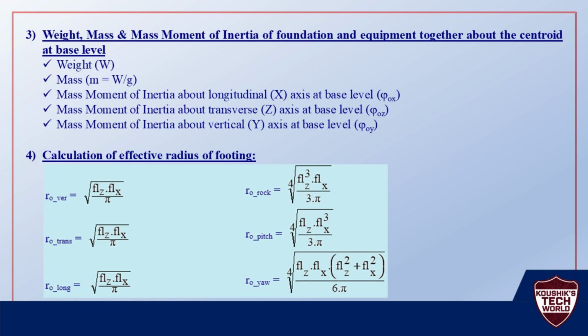Combined weight, mass moment of inertia, and location coordinates of center of gravity are to be calculated and organized as analysis inputs. Excel tables may be used for such calculations as shown in the book by Barkan. Then, effective radii of the foundation need to be calculated.